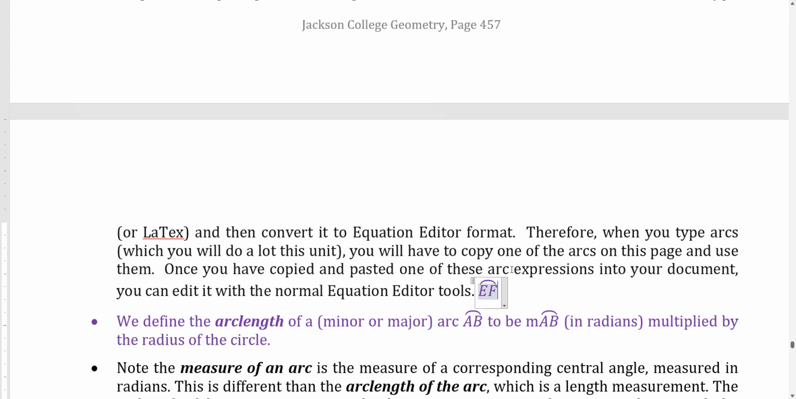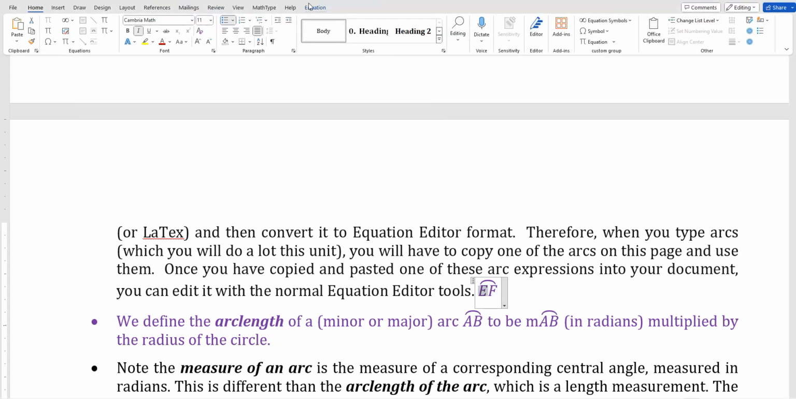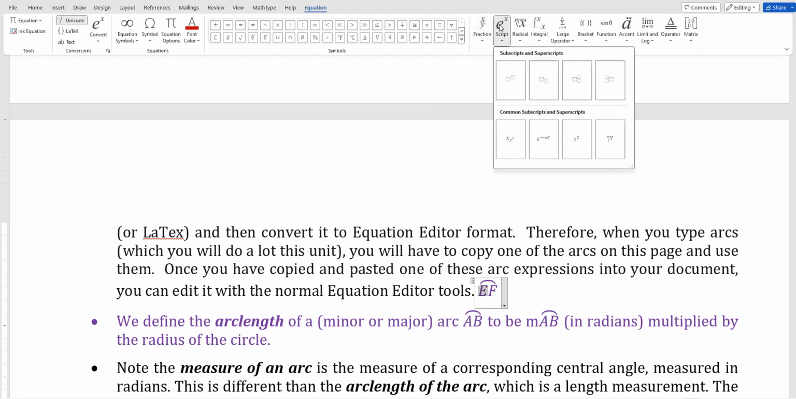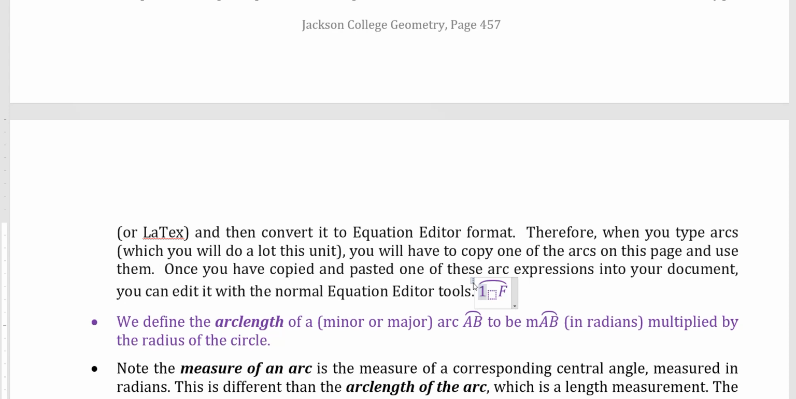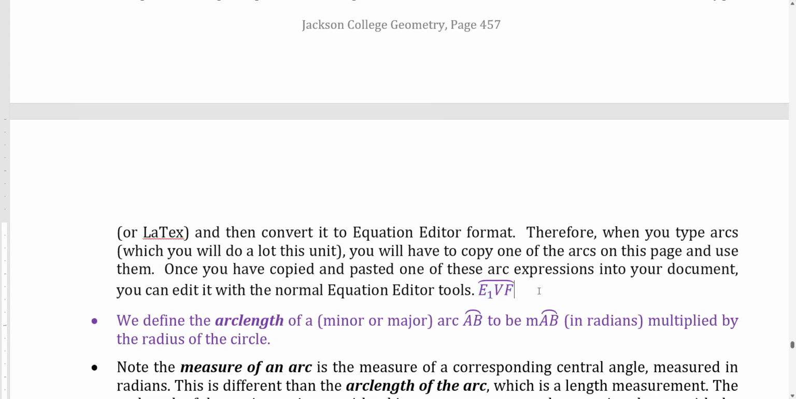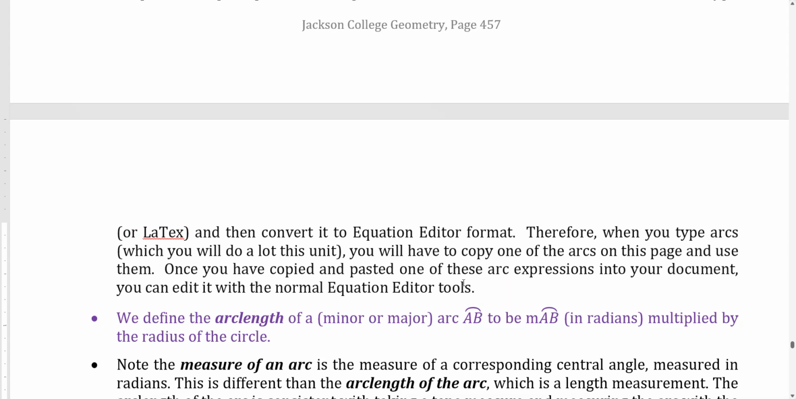If I want to make this E sub 1, I could still go to here, select equation, go to a subscript like that. I can use the equation editing tools to edit this just like I would normally, and it keeps the correct symbol on the top. If I want to add a point somewhere on this arc, EVF, like that. Remember, I can't use the word between, but somewhere on that arc, like that. I can do that.